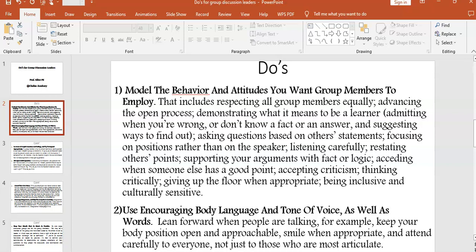Number 2, use encouraging body language and tone of voice as well as words. So lean forward when people are talking. For example, keep your body position open and approachable. Smile when appropriate and attend carefully to everyone, not just to those who are most articulate.